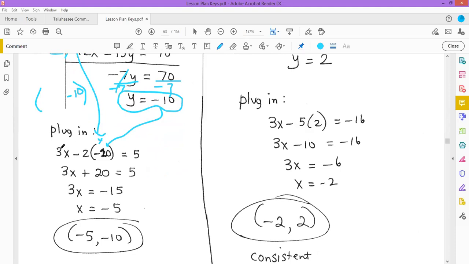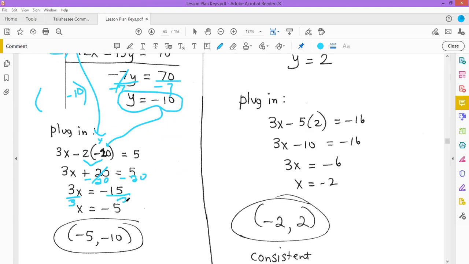So we simplify here, 3x minus 2 times negative 10, that gives us positive 20, equals 5. So we want to subtract the 20 from both sides of the equation. The 20s will cancel. On the left side, leaving 3x. And on the right side, 5 minus 20 gives us negative 15.